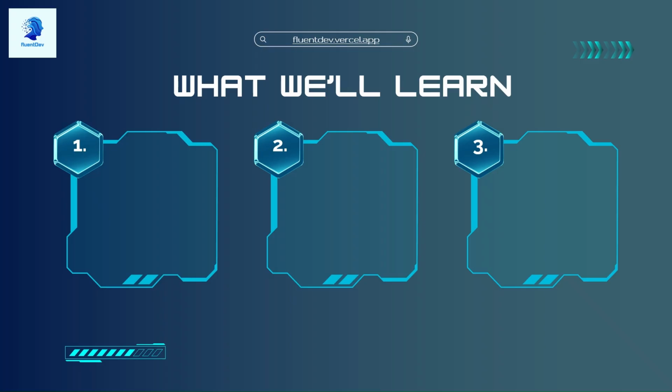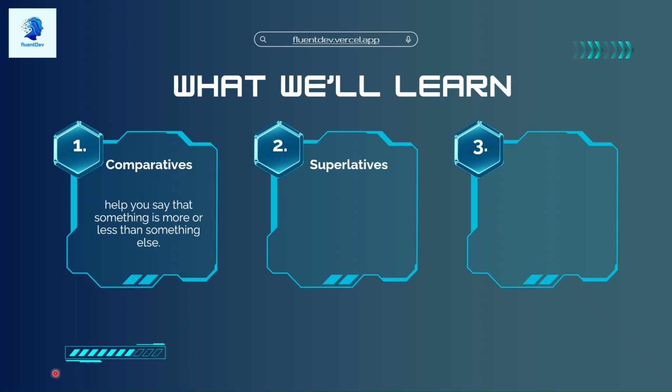So let's go over what we're going to learn today first. First, we're going to look at something called comparatives. Essentially, they help you to say that something is more or less than another thing. And then we will look at superlatives, and these follow quite similar rules to comparatives, but the language structure is a little bit different, and the purpose is a little bit different.